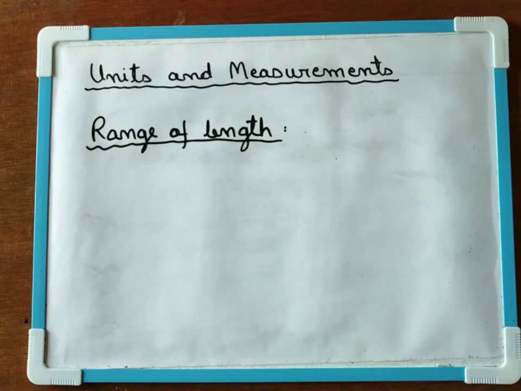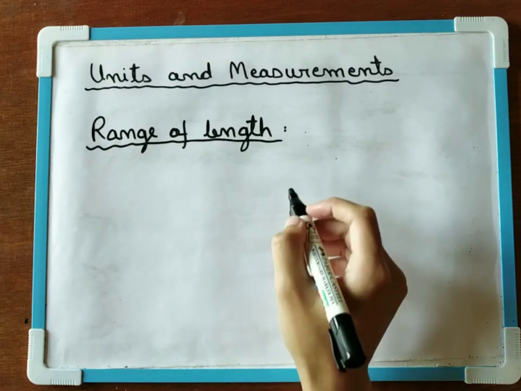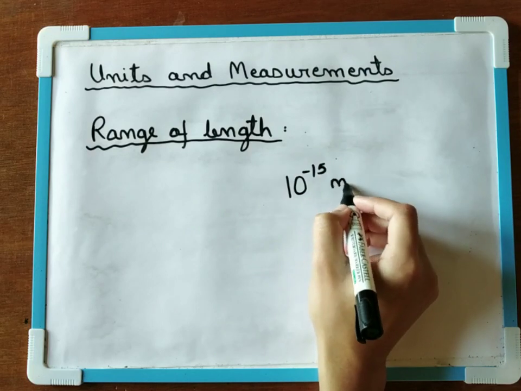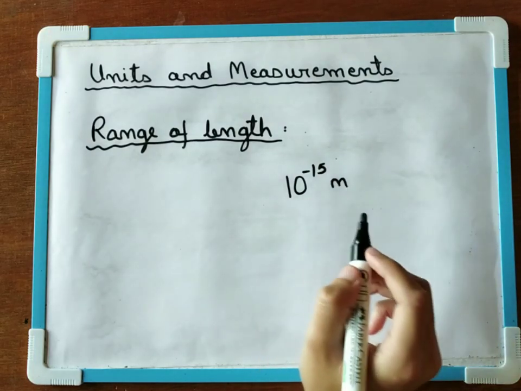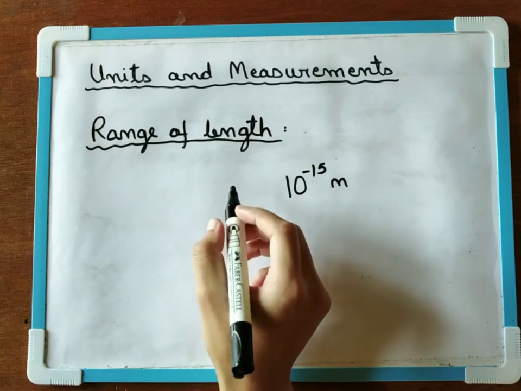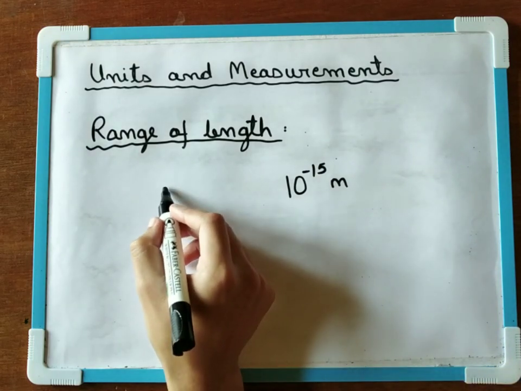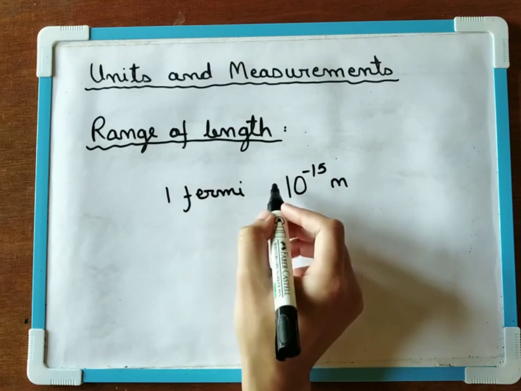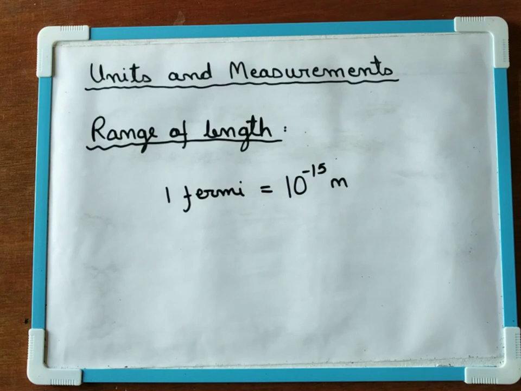Now the sizes of objects vary over a very wide range. For example, the nucleus is very small, and the size of the nucleus is of the range 10 to the power minus 15 meter. This is very, very small, and this 10 to the power minus 15 meter is known as 1 Fermi. So here 1 Fermi is equal to 10 to the power minus 15 meter.